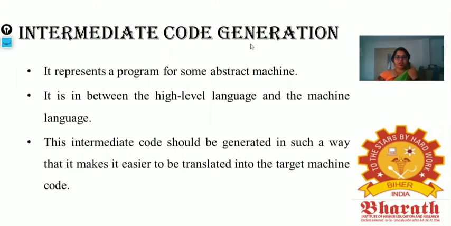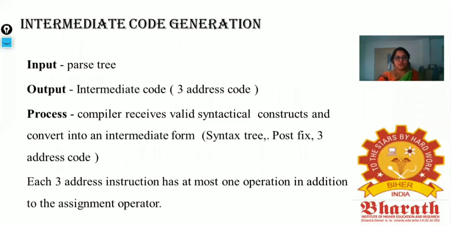The intermediate code generator represents the program for some abstract machine. So the language will be in between the high-level language and the machine language. And this intermediate code should be generated in such a way that it can be easily converted into the target machine code. So how does this intermediate code generation process work?